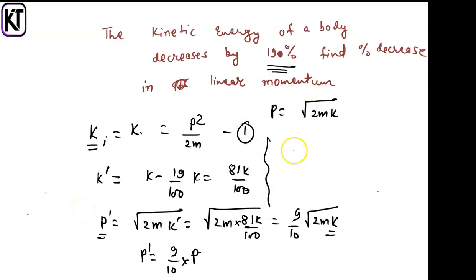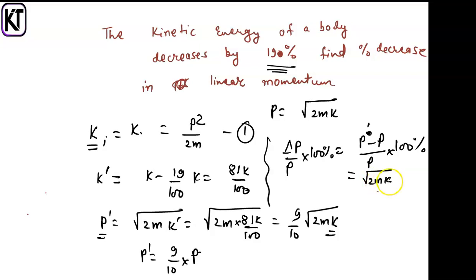Now what we have to do? We have to find the percentage change. So percentage change would be del P by P into 100%, and that makes it P dash minus P divided by P into 100%. Okay, so P dash is what? P dash is 9 by 10 times root 2mK. So you can write it as 9 by 10 times root 2mK minus root 2mK, that is the original momentum, divided by root 2mK.